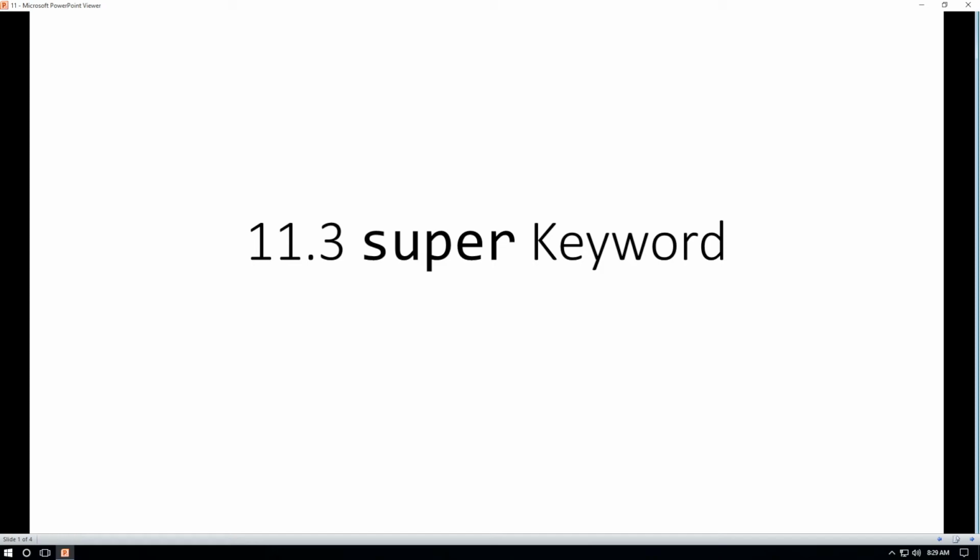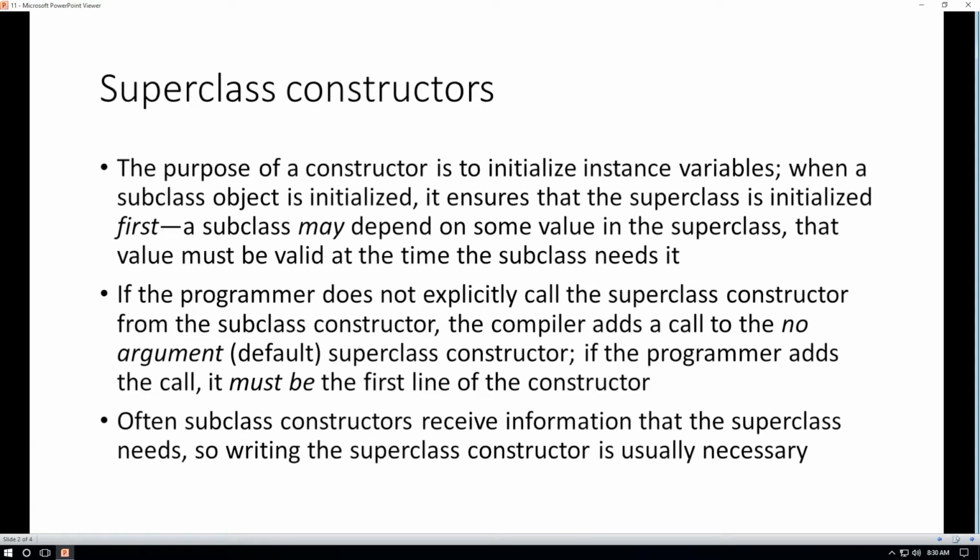In this section, we're going to discuss the super keyword. The purpose of a constructor, as has been explained elsewhere, is to initialize instance variables. When a subclass object is initialized, it ensures that the superclass is initialized first. The reason behind this is that the subclass may depend on superclass values. So the superclass needs to be ready with those values before the subclass needs them.